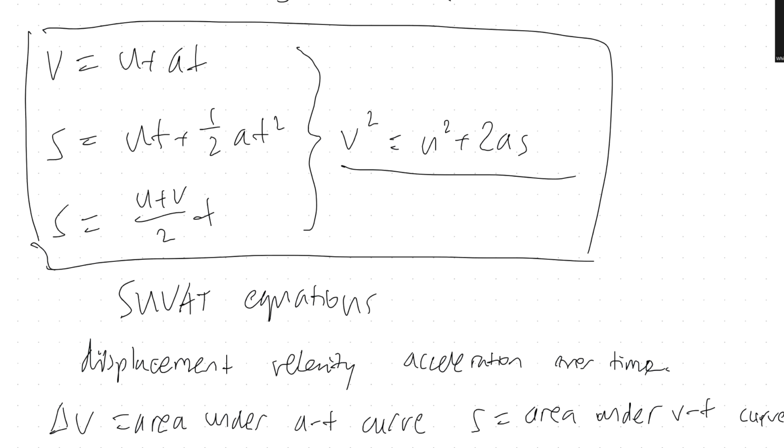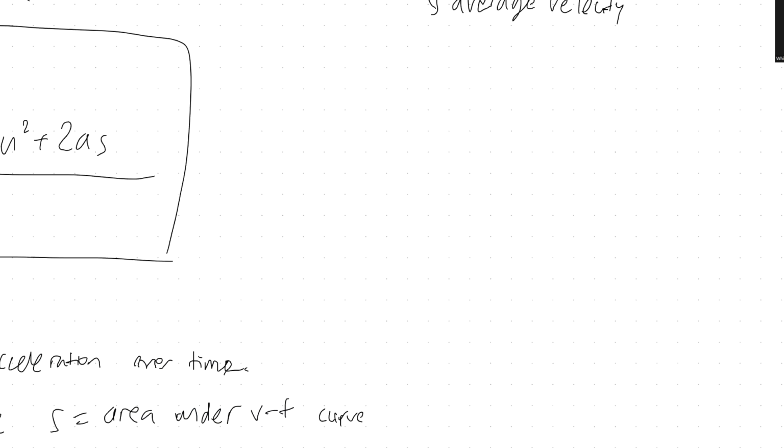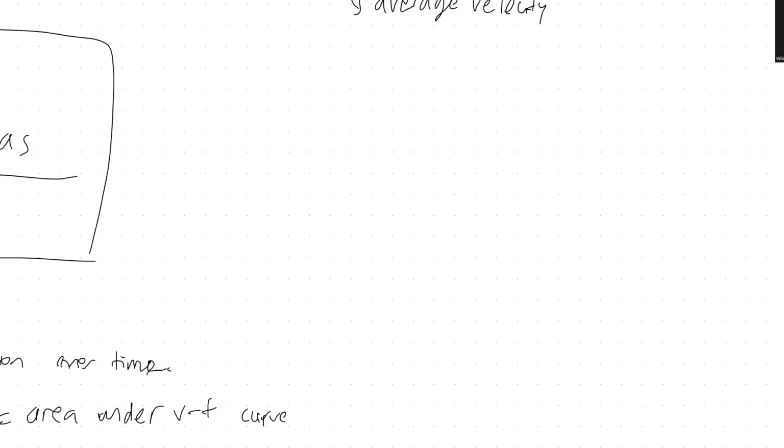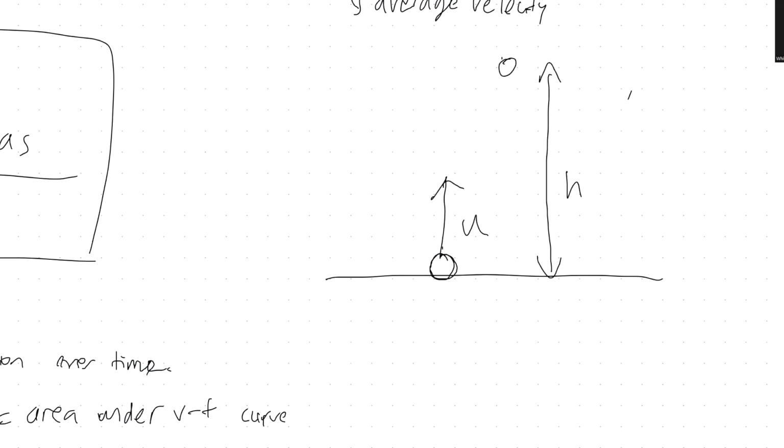Of course, a very classic problem is like, let's just say we have a ball, which is initially on the ground, and we throw it upwards with some initial velocity u. So what is the maximum height? Let's say the ball reaches some maximum height h. What is this maximum height that the ball can reach?